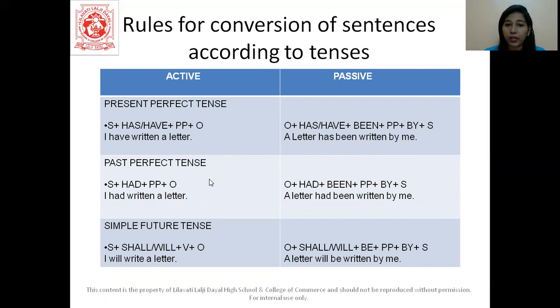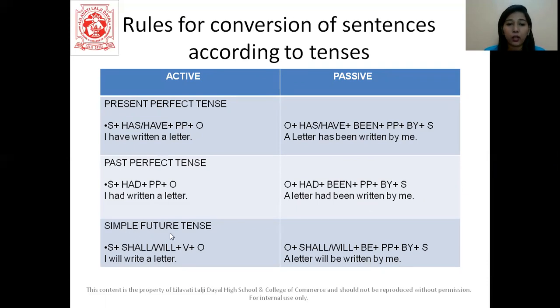Then past perfect tense. Here the structure is subject plus had plus participle plus the object. So: I had written a letter gets converted to: a letter had been written by me. See here the object, the word had, been, participle, by, and then the subject. So the structure is what you have to keep in mind.